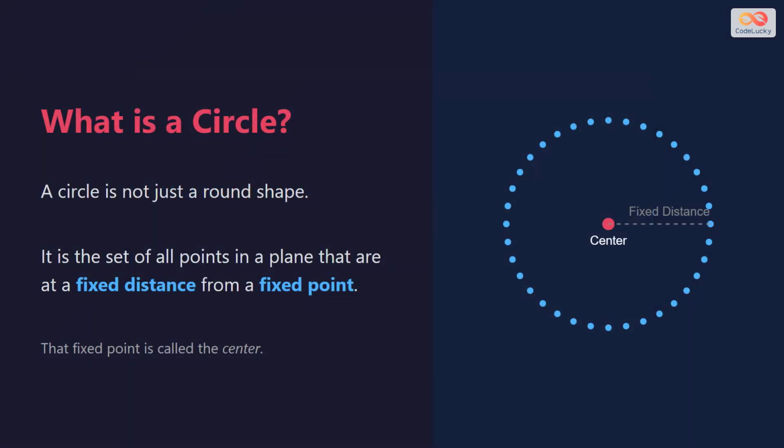So, what exactly is a circle? It is not just a round shape drawn on paper. Mathematically, a circle is the set of all points in a plane that are at a fixed distance from a fixed point. That specific fixed point is what we call the center.